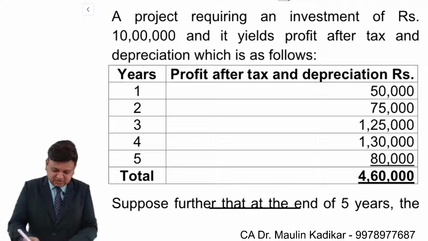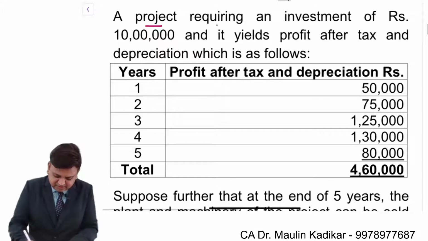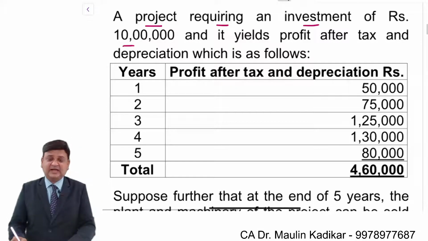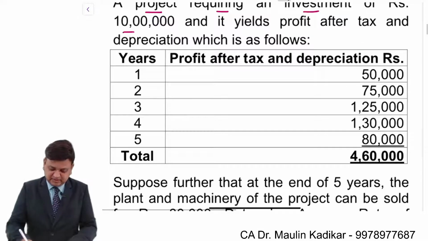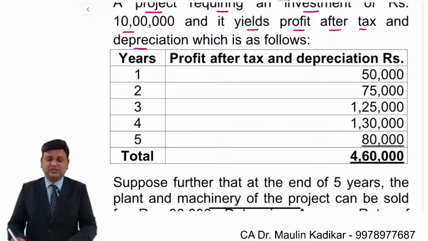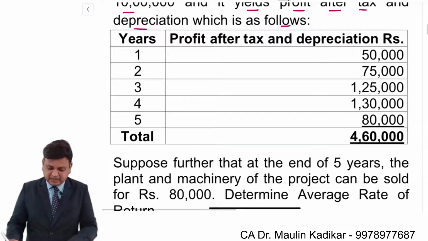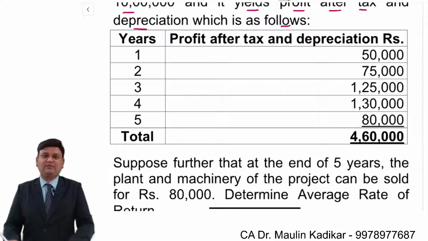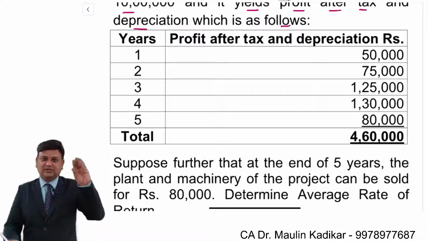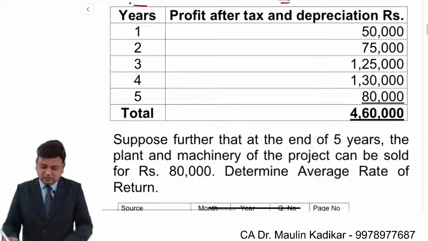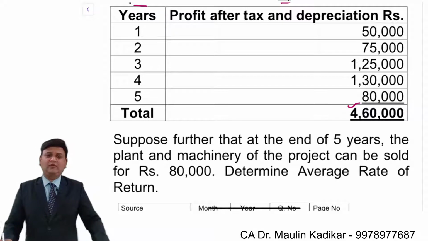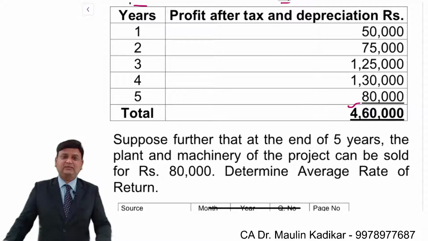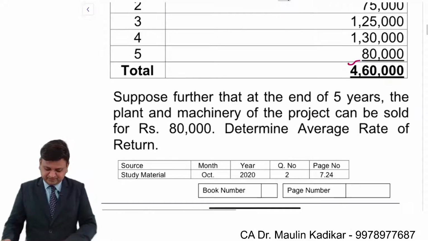Let us see the next question. A project requiring an investment of 10 lakhs yields profit after taxes and depreciation, which is as follows. So in simple terms, the profit information is given to us from the first year to the fifth year, and the total profit is provided as 4,60,000. Yes, all of you have read correctly. This time the information is given to us for the profit and not cash flows.